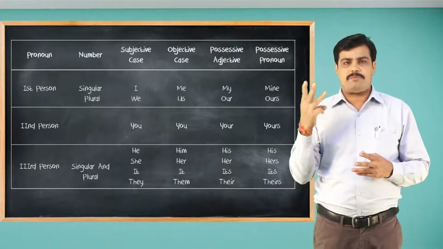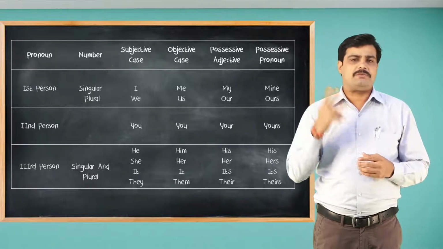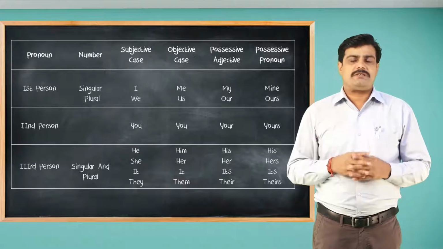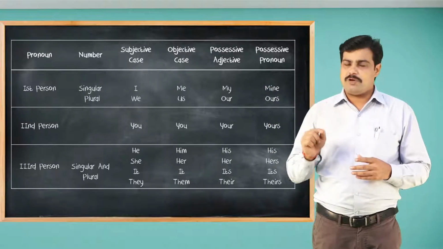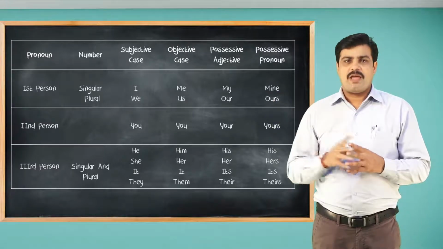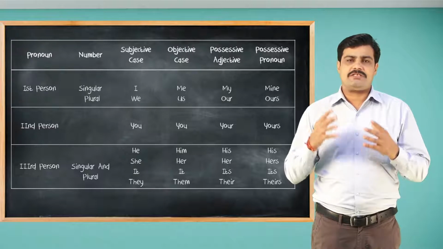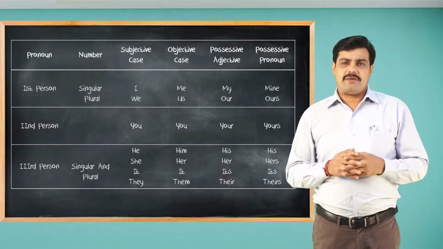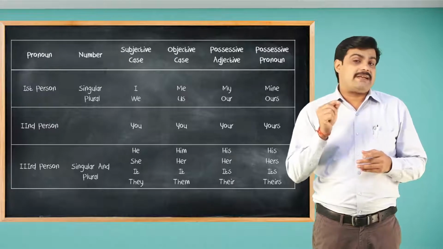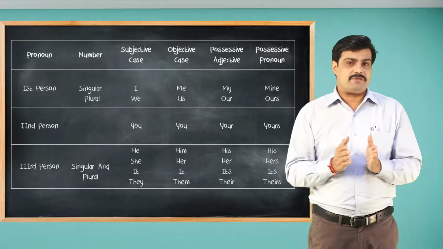Now we have three persons. First person, second person, third person. First person are I and we. Second person pronoun is only one, that is you. And third person pronouns are he, she, it, they, etc. Now what is important here in this table is their objective case, you see, and possessive pronouns. These are very important.